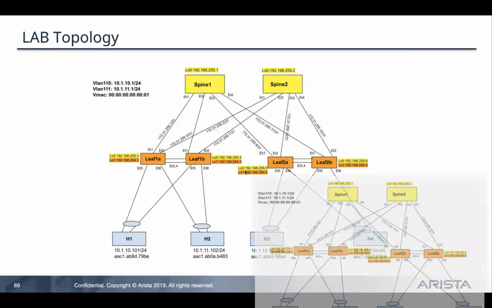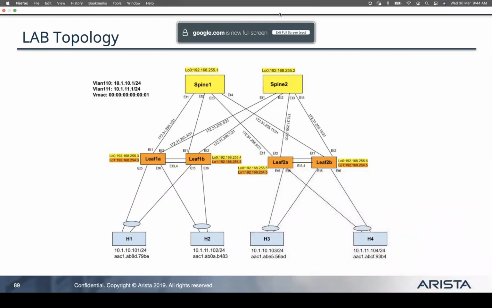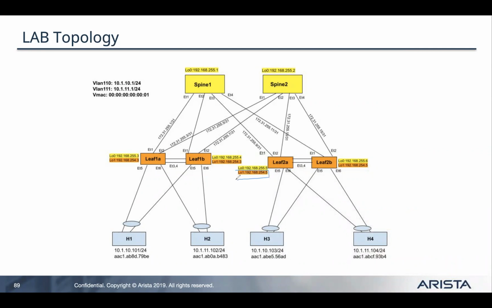see this particular route, 254.5. You will receive it from two sources: one through EBGP, which is directly through the spine, and another through IBGP through the MLAG peer. Now tell me, if H1 has to send an encapsulated packet to this VTEP, which path would you prefer, considering you have all the paths available, through EBGP spine 1, spine 2, and through the peer?